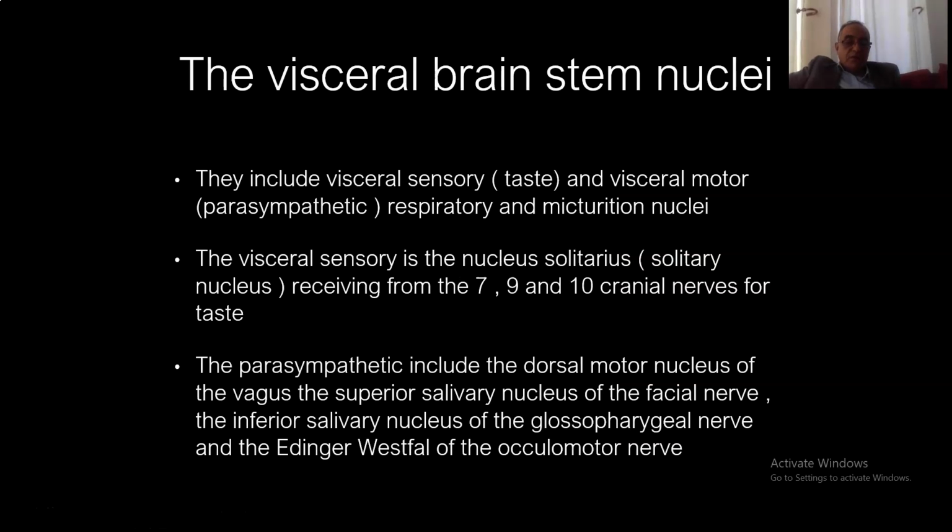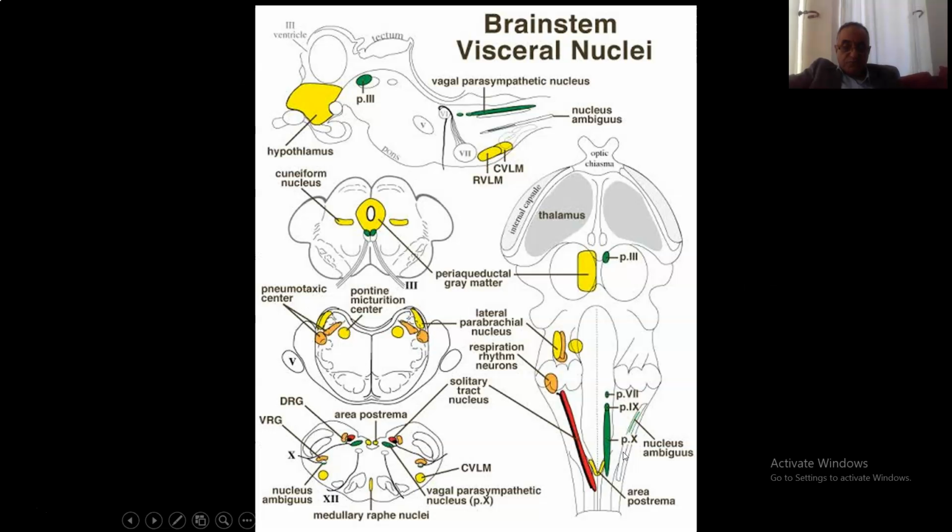The visceral nuclei include visceral sensory, which is taste, and the visceral motor, which is the parasympathetic. Also the respiratory and micturition nuclei are concerned with the viscera, so they are called visceral nuclei. So the visceral brainstem nuclei are sensory, motor, respiratory, and micturition. The visceral sensory is the nucleus solitarius, as we said before, receiving from cranial nerves 7, 9, and 10. The parasympathetic or visceral motor nuclei include the dorsal motor nucleus of the vagus, the superior salivary nucleus of the facial, the inferior salivary nucleus of the glossopharyngeal, and the Edinger-Westphal nucleus of the oculomotor nerve.